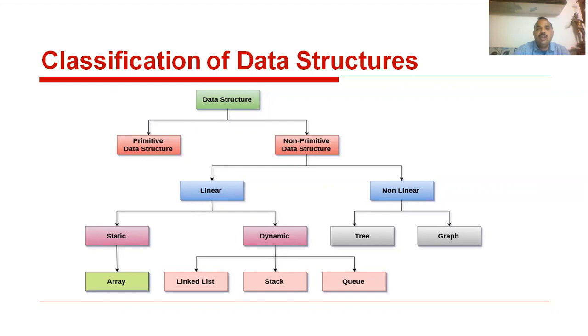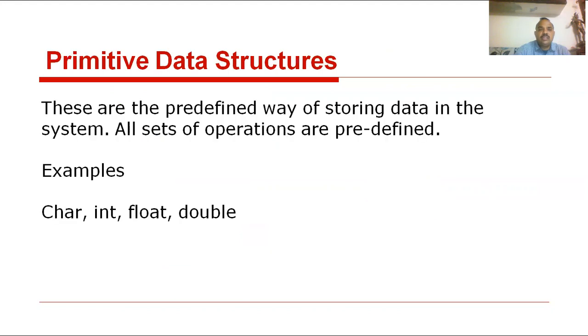These are all the linear data structures. What are the linear data structures? Array, linked list, stack, queue. Then what are the non-linear data structures? Non-linear data structures are trees and graphs. Okay, these two are the non-linear data structures.